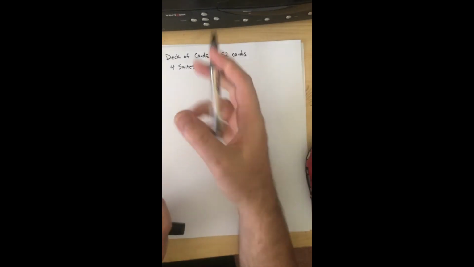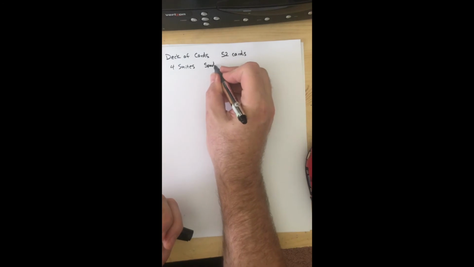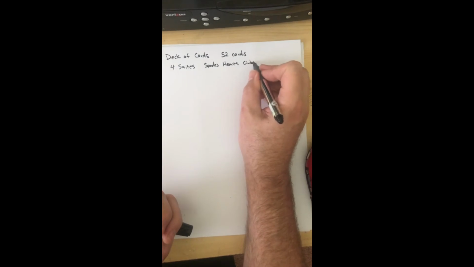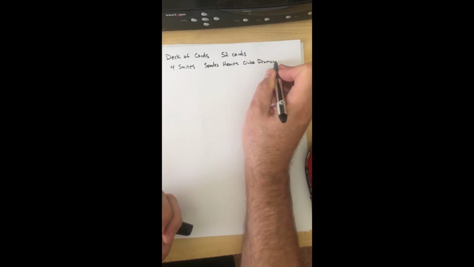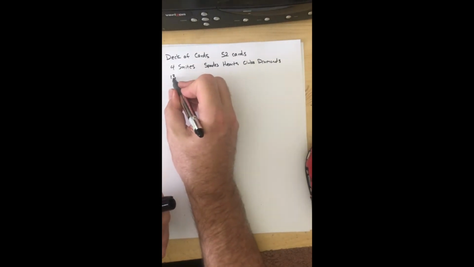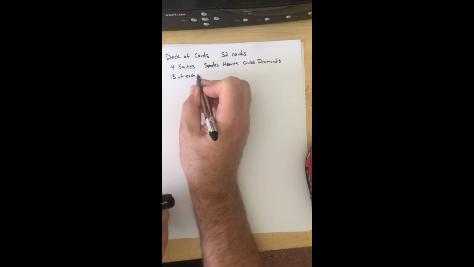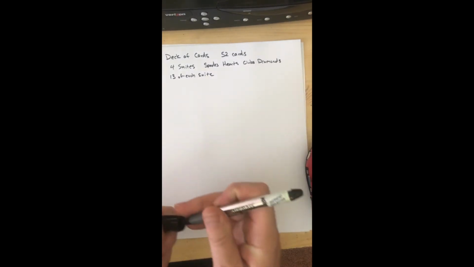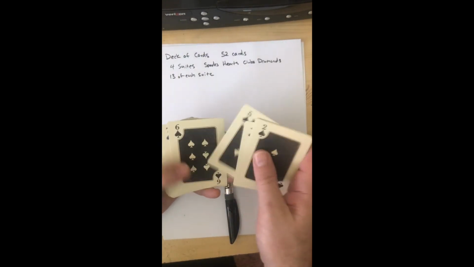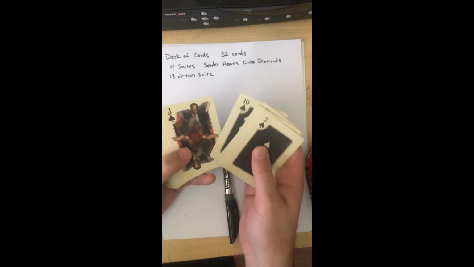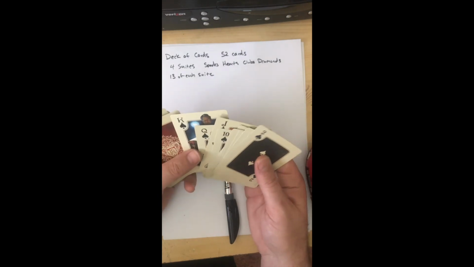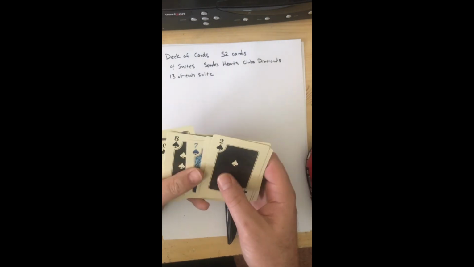So your 4 suits are spades, hearts, clubs, diamonds. There are 13 of each suit. There are 9 true numbers, 2, 3, 4, 5, 6, 7, 8, 9, and 10. Then you have 3 face cards, the Jack, the Queen, and the King. And then there's the Ace, which I don't know why I don't have my Ace of Spades.